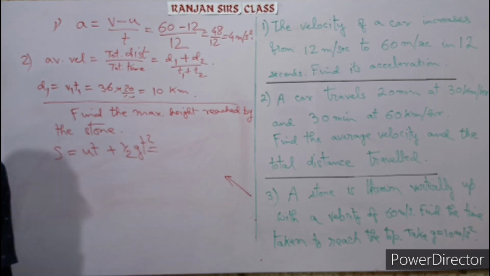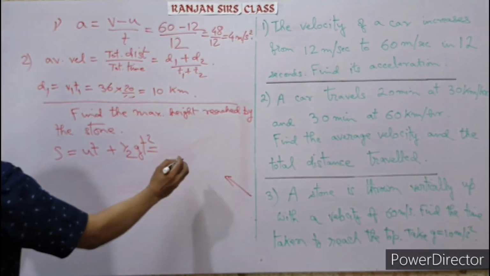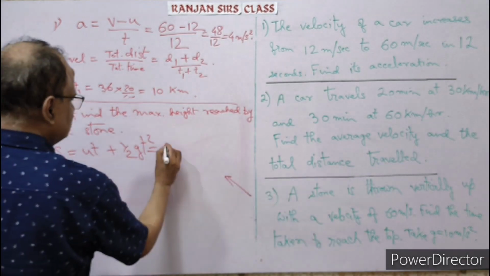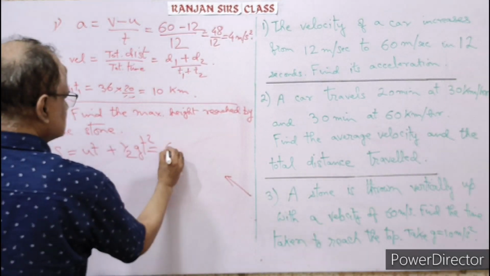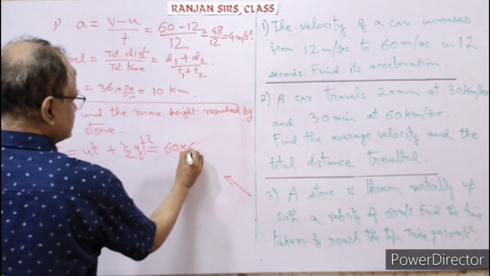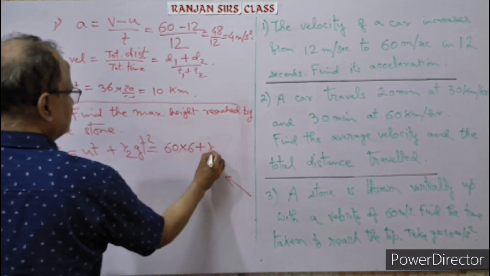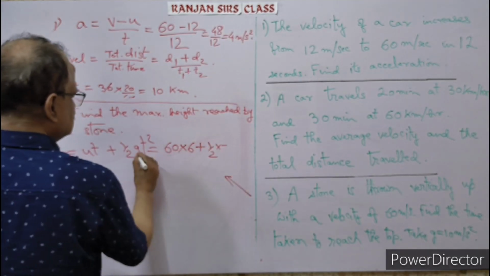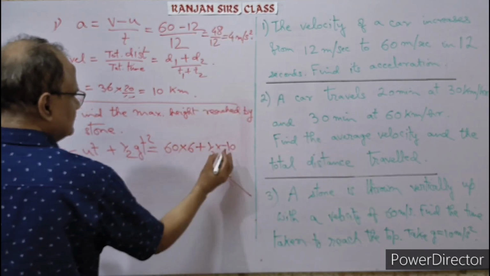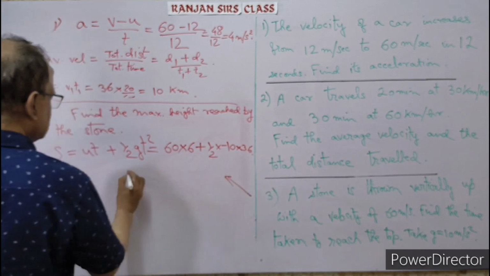Acceleration here is acceleration due to gravity. Remember, that will be negative because the ball is going up. Initial velocity, you have thrown it up with a velocity 60, so 60 into time. Time you got 6 seconds, plus half into minus g, negative 10, because the ball is going up, into time square. Time was 6, therefore 36.